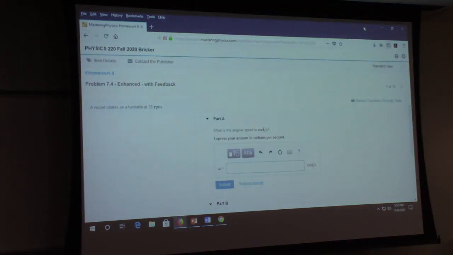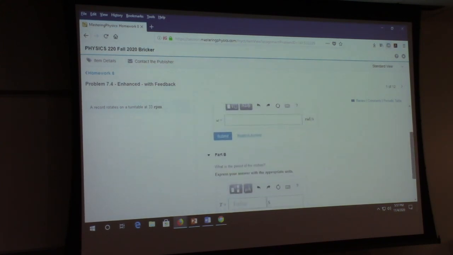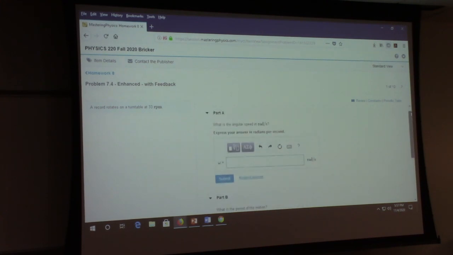This is actually homework 8, which I just put up. It's not due until a week from Monday, so there's plenty of time, but we can look at a couple of these. And again, I really think that just getting used to what these things are is the first battle with this stuff. So we've got a record that rotates on a turntable at 33 RPM.